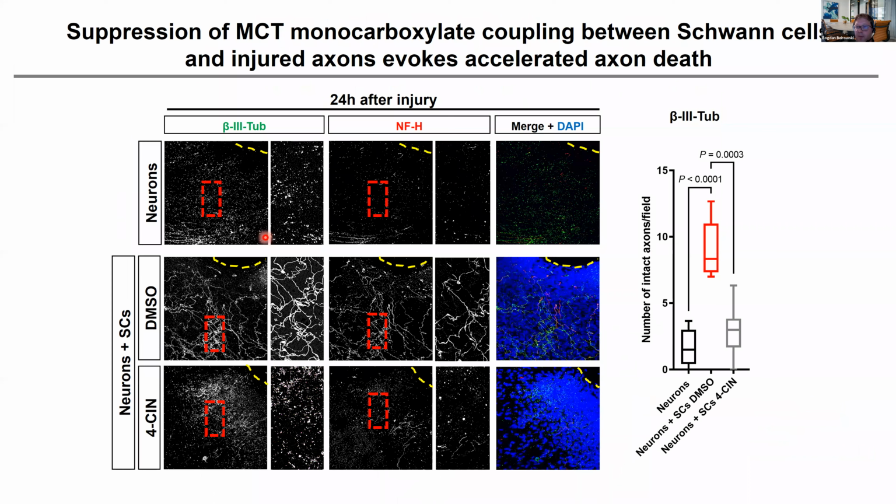To test if the suppression of monocarboxylate coupling between Schwann cells and injured axons through MCTs also evokes accelerated axon death, we applied the Schwann cell DRG co-culture axotomy assay that I introduced previously. When neurons are cultured by themselves and the axons are transected, they degenerate within 24 hours. When axons are cultured together with Schwann cells, they survive clearly longer, so you see more axons here. However, when we apply a pan-MCT inhibitor, a pharmacological approach, we completely revert the phenotype. The co-cultures look like neuron-only cultures. So we block this metabolic communication, the pyruvate and lactate communication between axons and glia, and we revert the phenotype. This also strongly supports our mechanistic model.